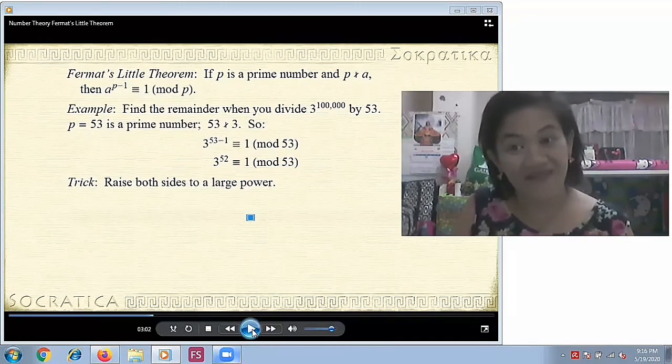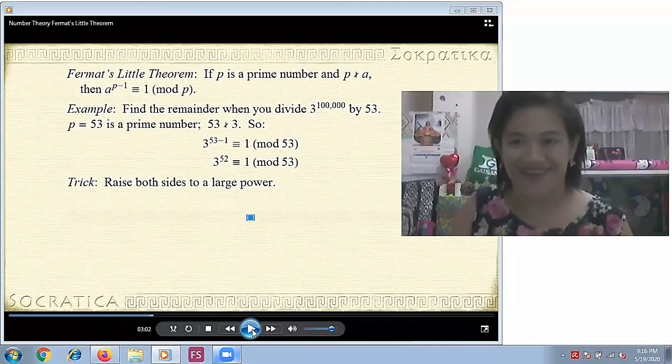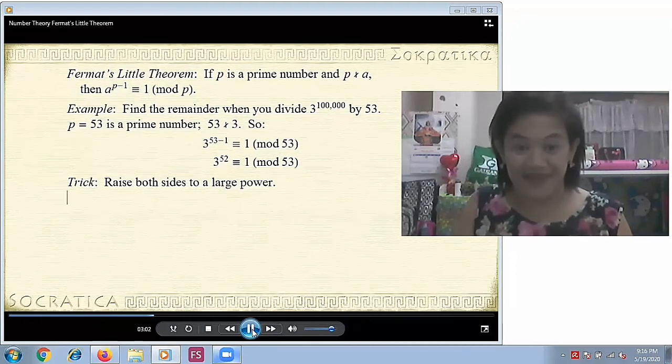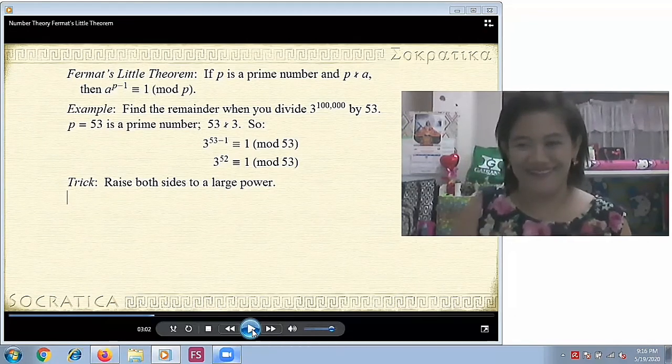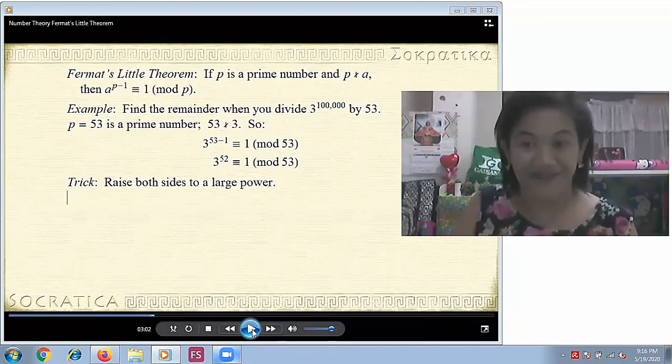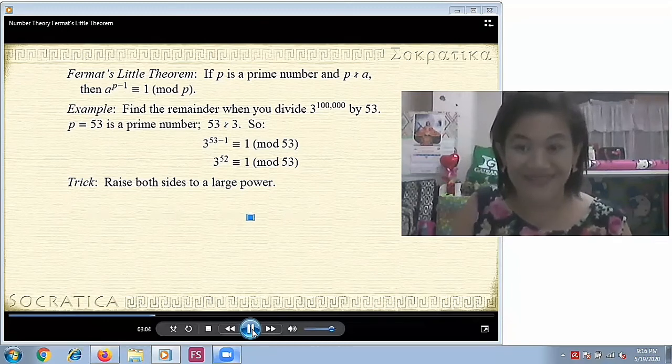Okay, so we have 100,000 and then that's 3 raised to 52, am I right? Yes. So we will just divide 100,000 and 52. 100,000 divided by 52. And what is the quotient? Calculate the 100,000 divided by 52. Okay, what's the quotient?